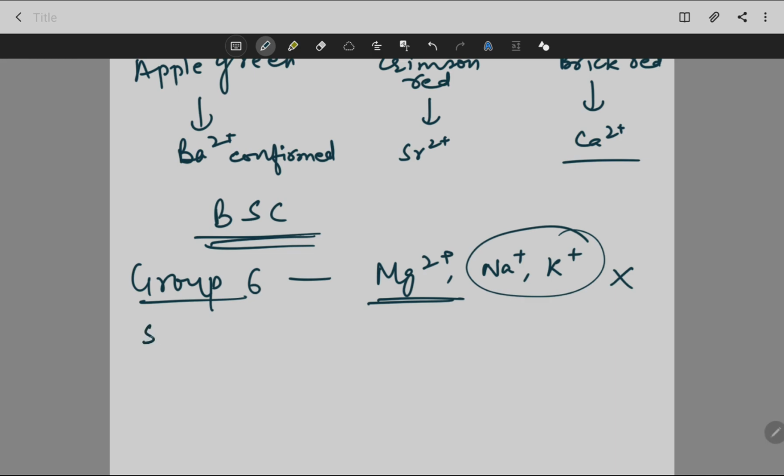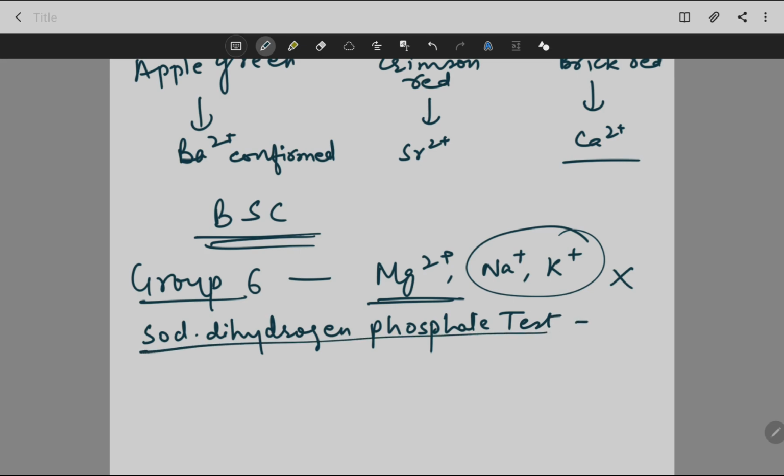How do we perform the confirmatory test for magnesium? The name of that test is the sodium dihydrogen phosphate test. So how do we perform this test? We take the original solution, and we add ammonium chloride and ammonium hydroxide in excess, the way we did in group 3, then in group 4, 5, etc. So the same way we are doing here also.